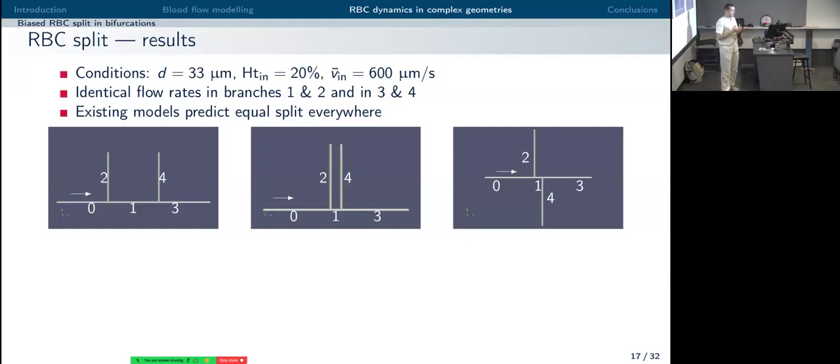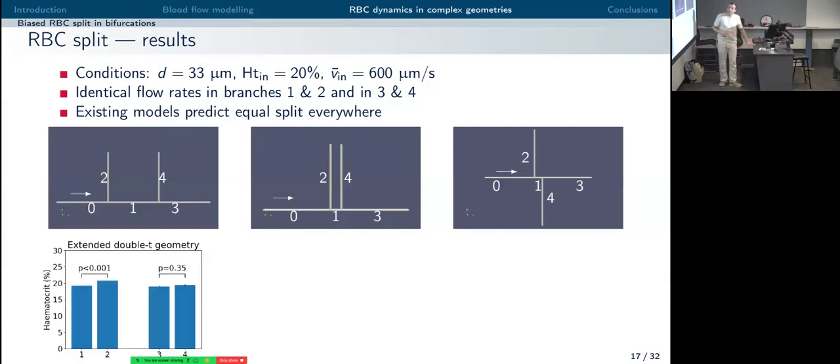And the pre-second model would predict that you get also an equal red blood cell split because you don't have any asymmetry in terms of diameters or flow rate. So from a physics point of view, you should have exactly the same volume fraction of blood in all branches. Okay, so this is what we looked at.